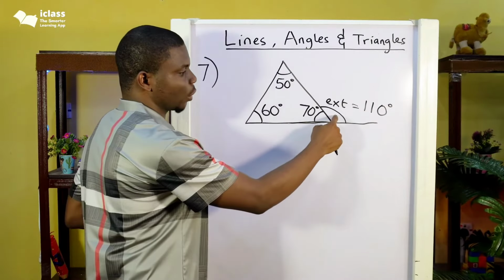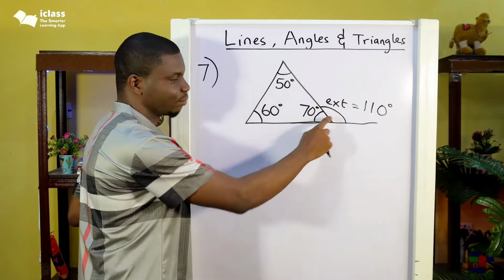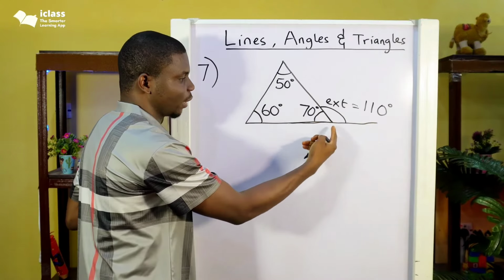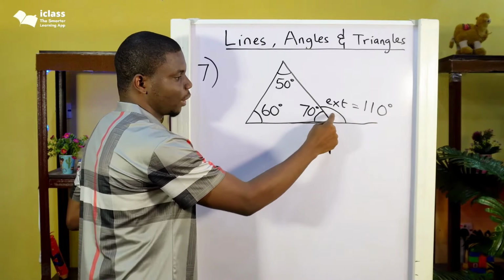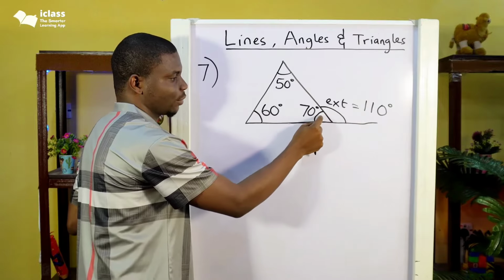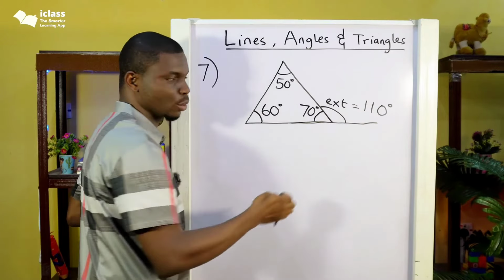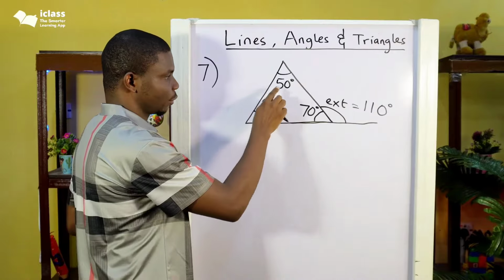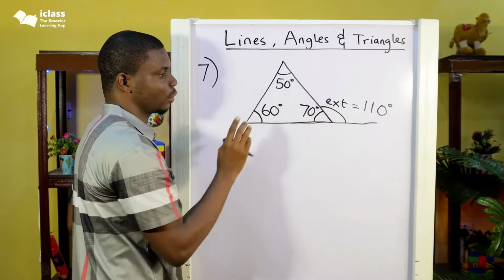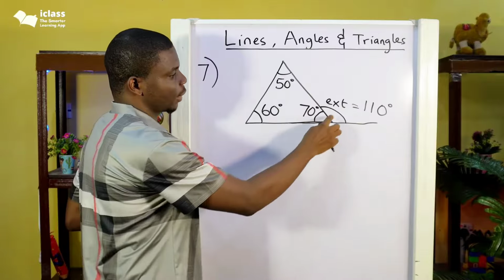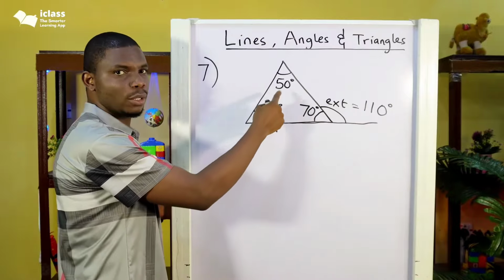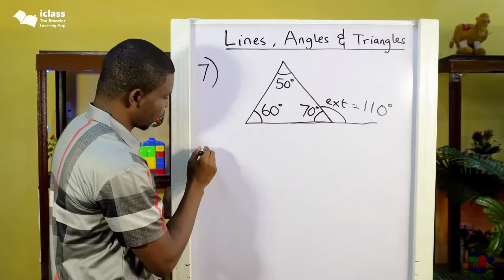Now, you know there's another way you can calculate this one, right? This is a straight line, and the sum of angles on a straight line is 180. So this will be 180 minus 70, which again will give us 110. So you now know that the angles in a triangle sum up to 180, and that the external angle of a triangle is equal to the sum of the two opposite angles.